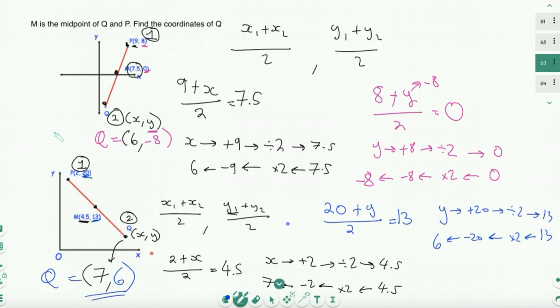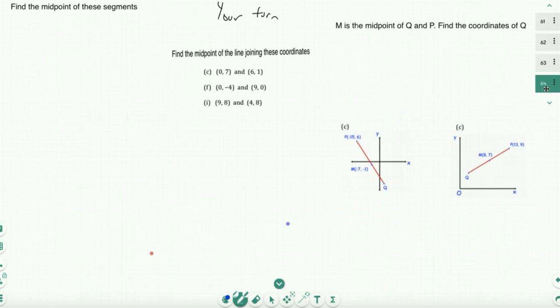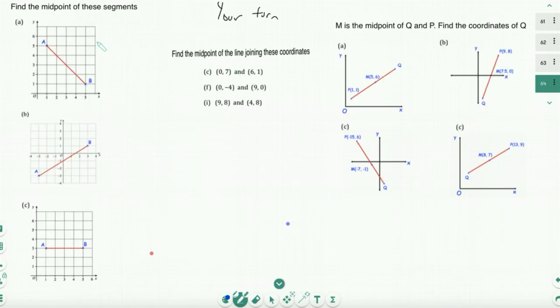And that's how we do it, guys. We see we're given the midpoint. We know one coordinate. We're trying to find the other coordinate. We just simply use our midpoint equation, plug in the numbers, and solve and find out what the x and y values are, okay? So for some practice, you can give this page a try.